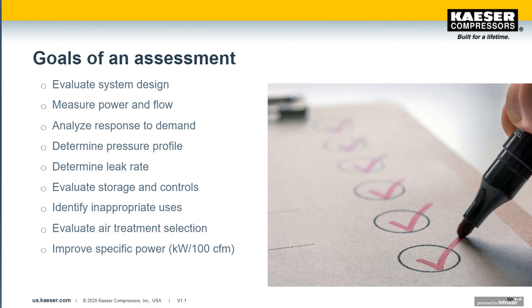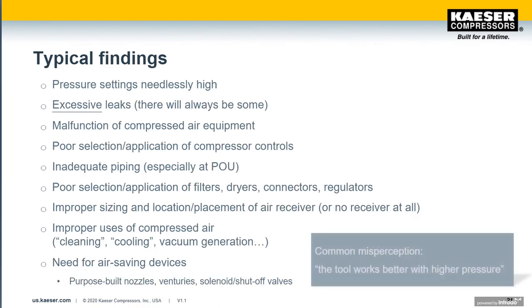And of course, bottom line, improve the specific power, kW per 100 CFM, or the cost for getting your compressed air. So the key here is that you need to collect enough data on both sides, supply and demand, to establish the dynamics of the system. So what are some typical findings? Pressure, always a main topic. People saying it has always been that way. The tool works better with higher pressure. So typically we find that this is the number one topic.